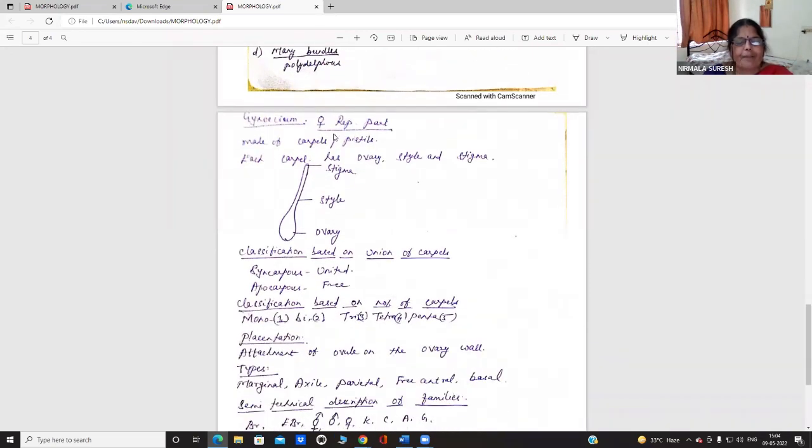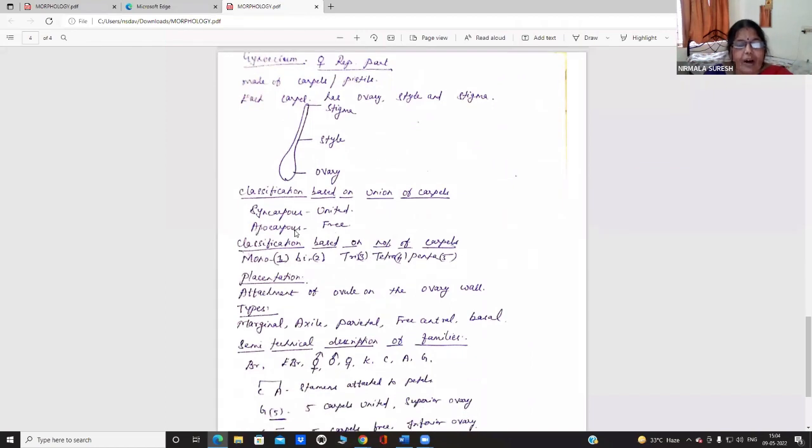Gynoecium, the female part, made up of carpels. Draw one simple carpel. Let us not draw a complicated carpel. Show them the 3 parts, ovary, style, and stigma. They'll be learning more about this next year in class 12, the sexual reproduction in flowering plants chapter. So classification based on the union of carpels, syncarpous and apocarpous. Syncarpous we already know. For placentation also, this condition is there, syncarpous.